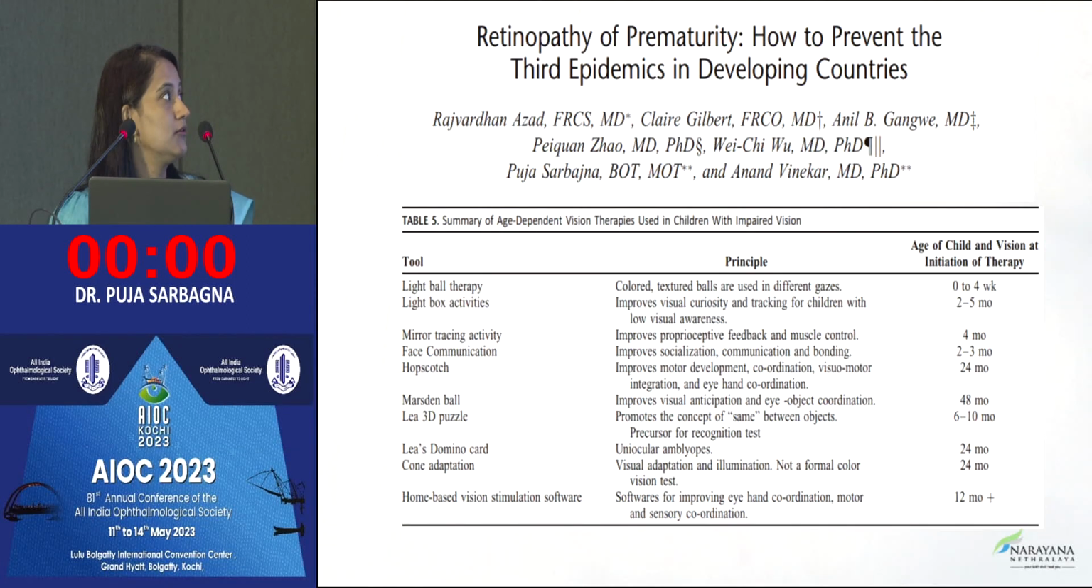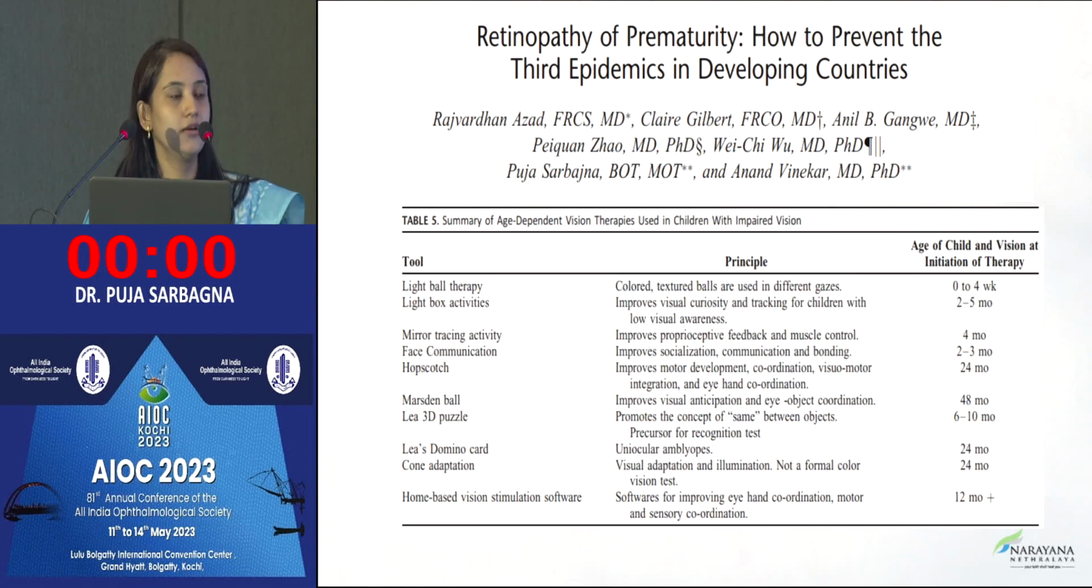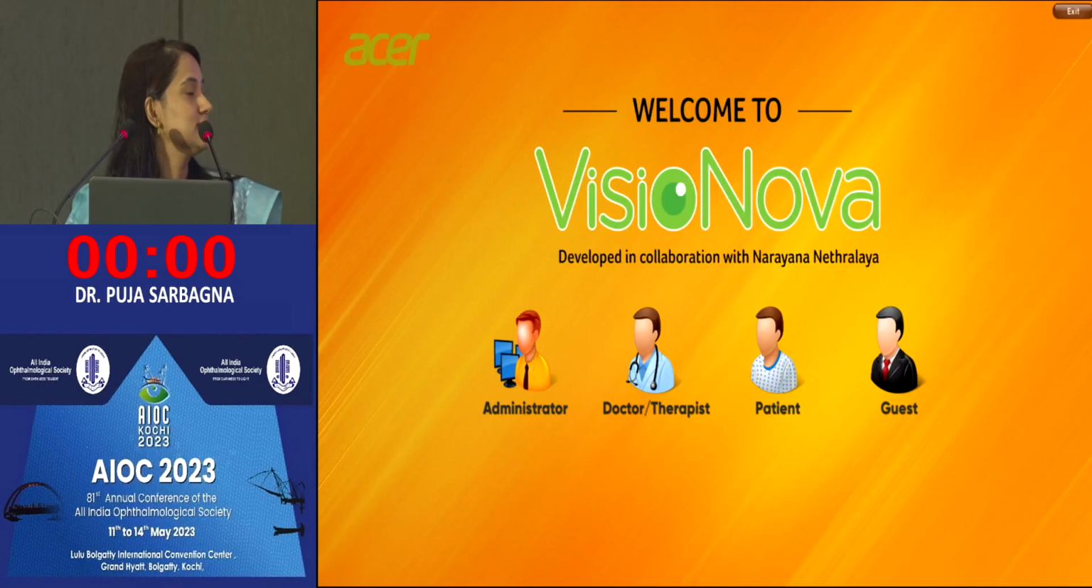And this is the paper we prefer; in our practice we do this every day, and we use these techniques of therapy. This paper is by Dr. Rajvardhan Azad, and we do all these therapies, and we follow this protocol only to treat a child with cortical visual impairment. And this is the last one.